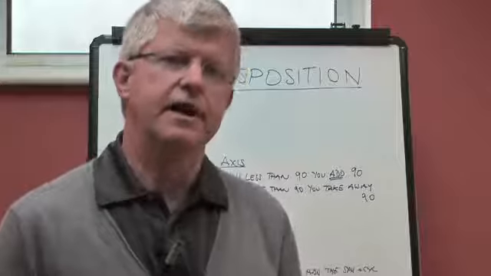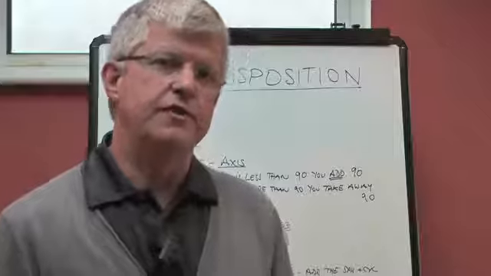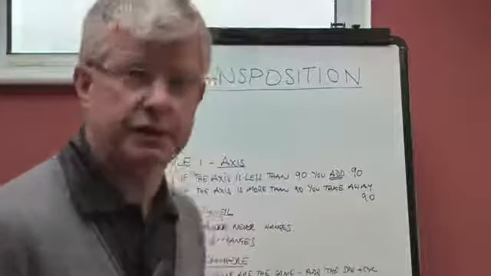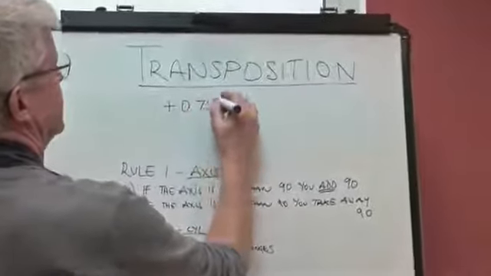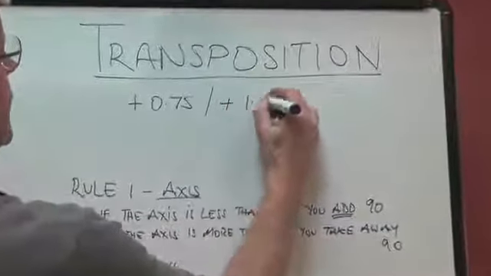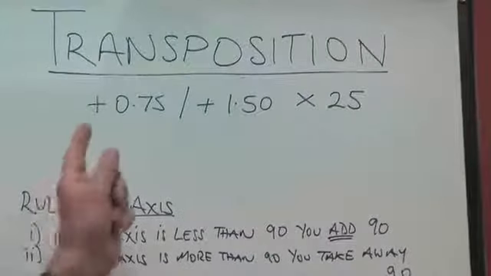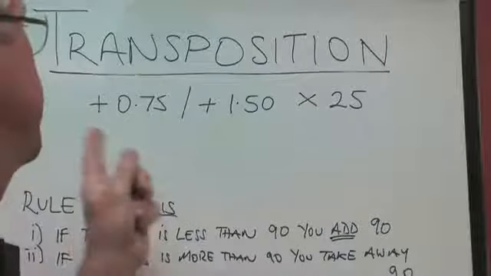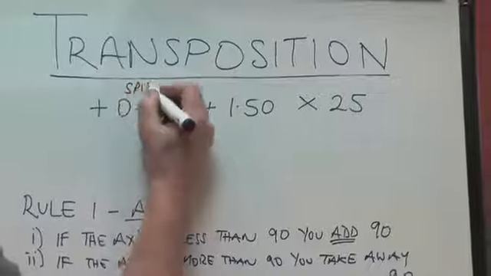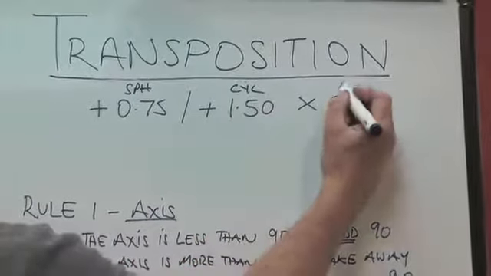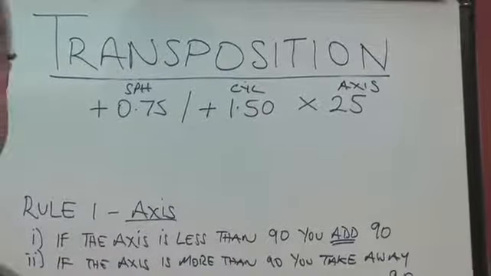So a toric lens has two powers that run at 90 degrees to each other, and there are two different ways of writing the same thing. So I'm going to give you an example. Let's say that we have a +0.75 +1.50 axis 25. So this is a prescription for a toric lens. You've got three components: a sphere, a cyl, and an axis. And all toric lenses have these three components.